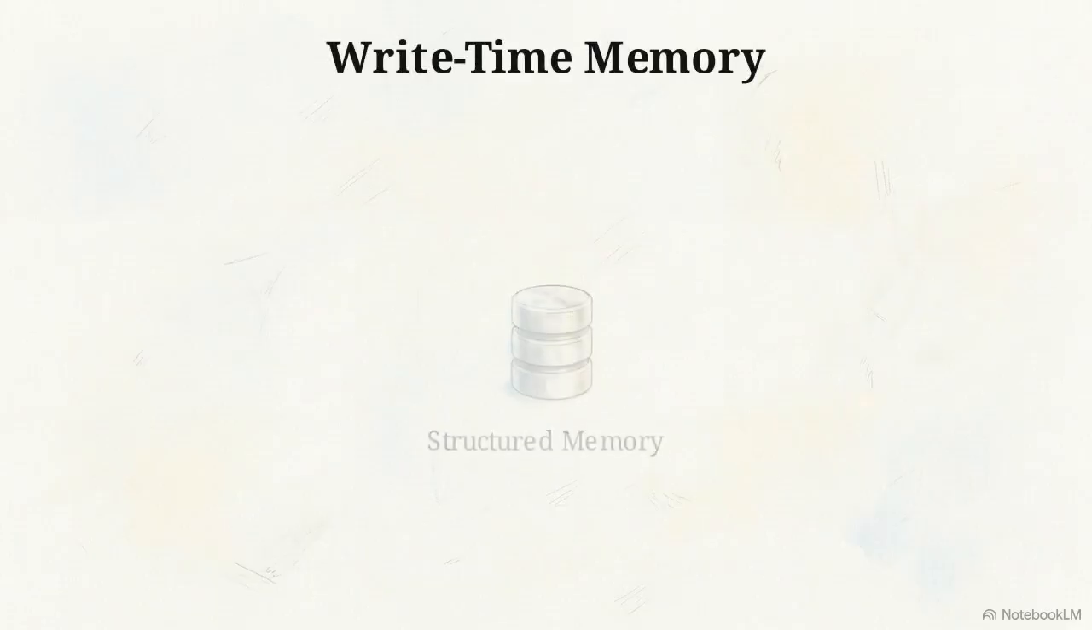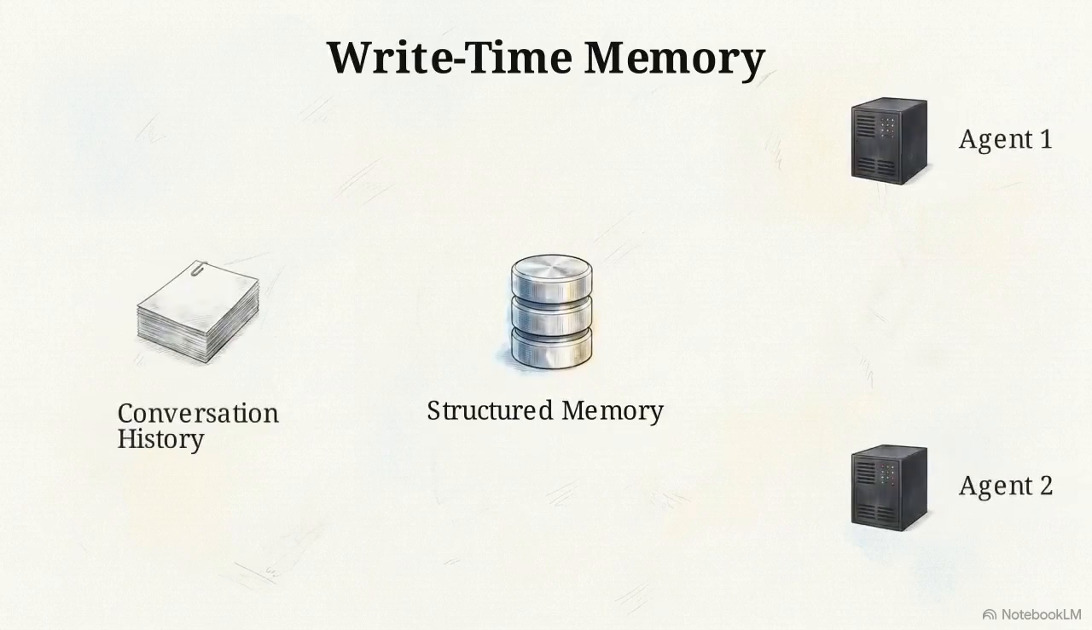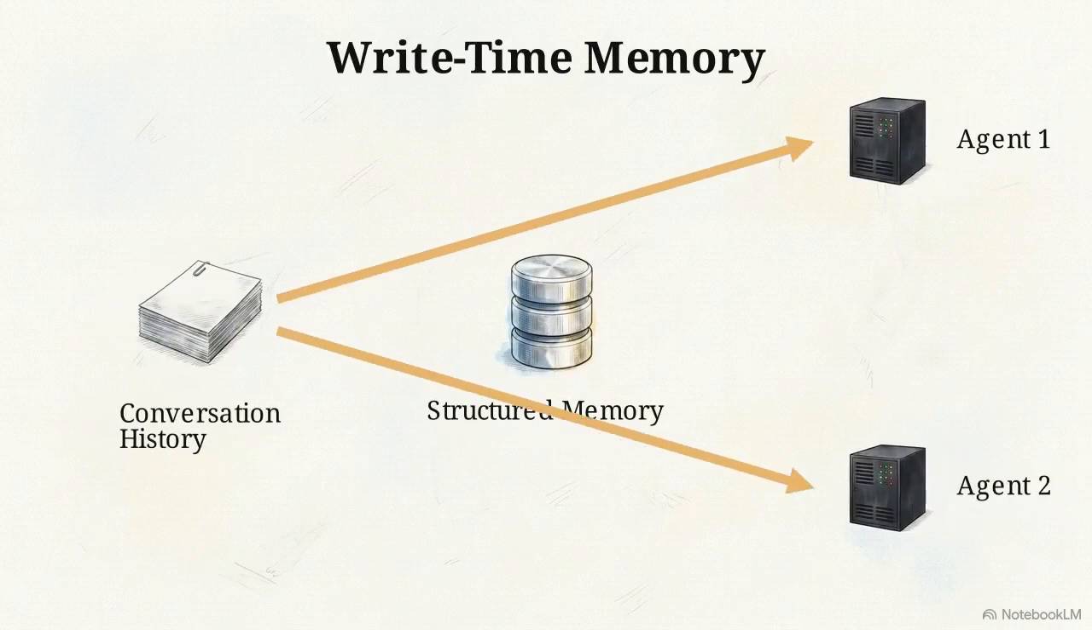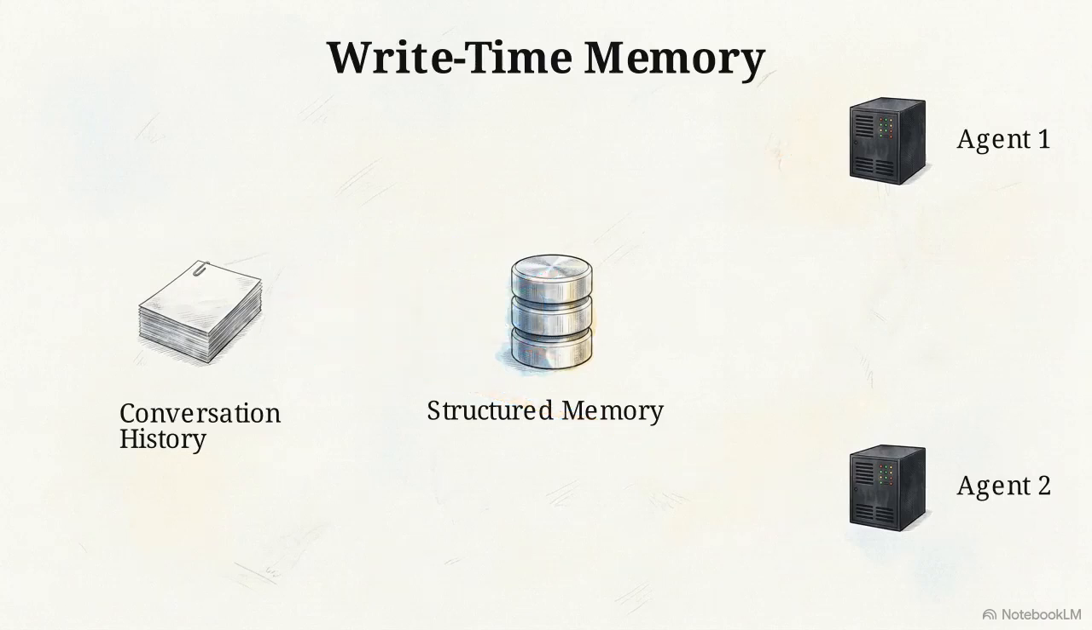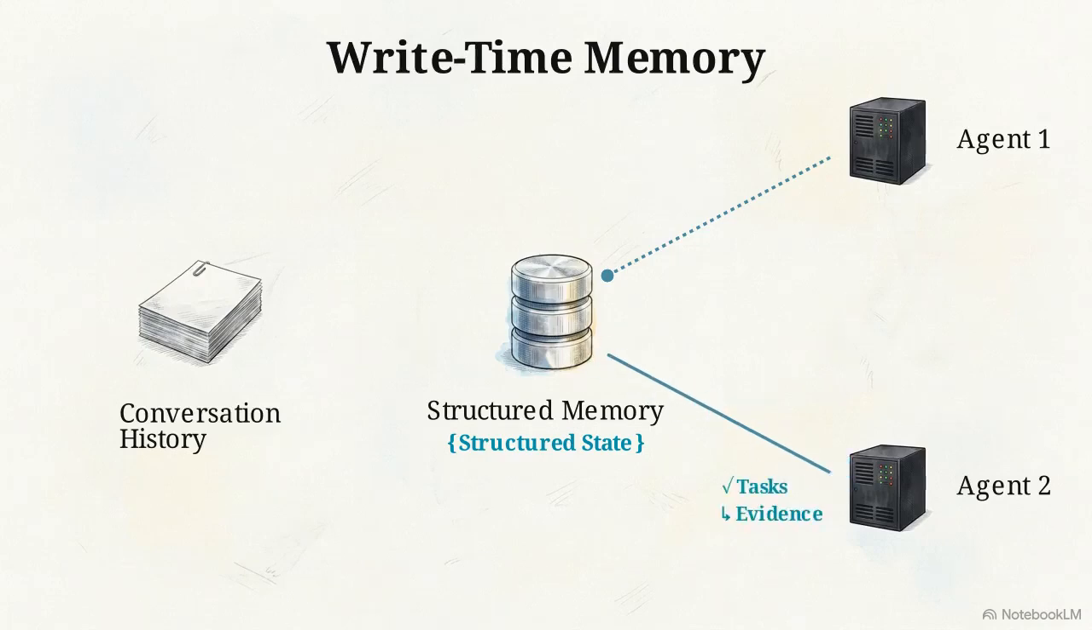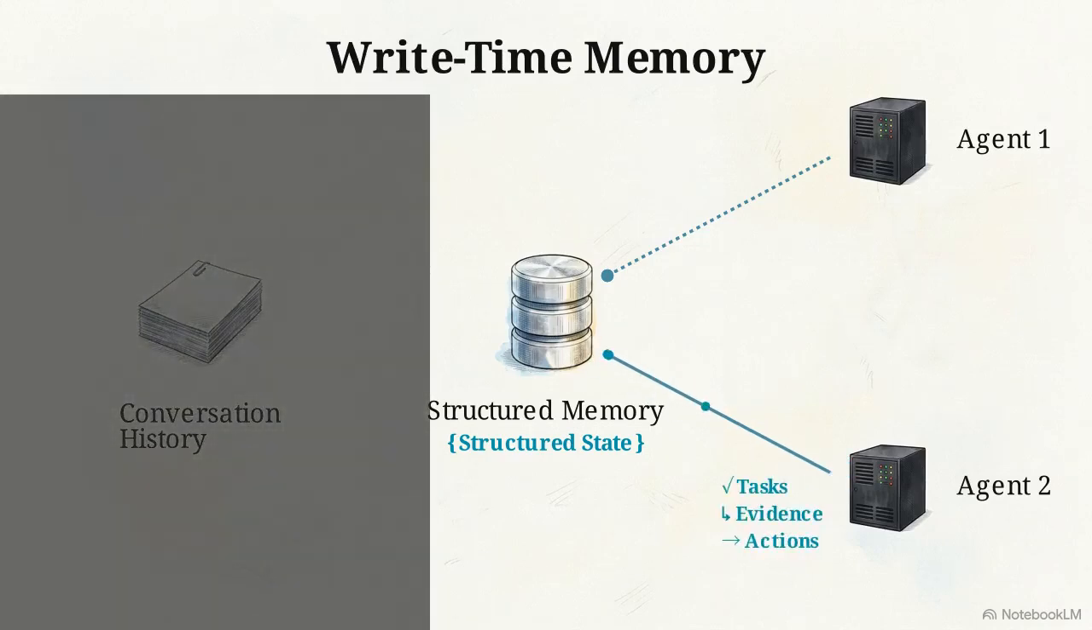To enforce this, we use write-time memory. Instead of passing the entire growing conversation history to every single agent, an agent completes a task and writes its output directly into a central structured memory database. Now, downstream agents interact only with this structured memory state. They instantly access completed tasks, evidence, and pending actions without processing thousands of irrelevant tokens from the original exchange.